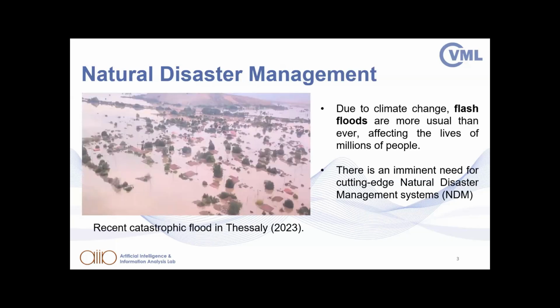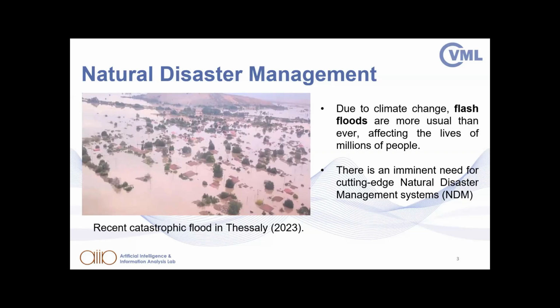First of all, we understand that the importance of natural disaster management systems is very critical. As we see in this slide, the catastrophic floods in Thessaly in 2023 remind us of how unprepared communities can suffer immense loss. Flash floods are becoming more common due to global warming, and this has created a need for robust systems that can predict the impacts of these disasters.